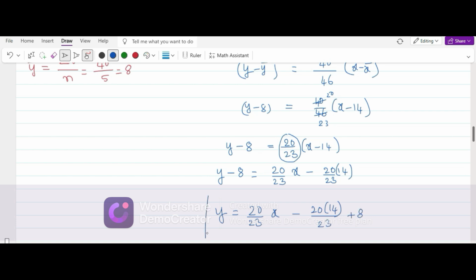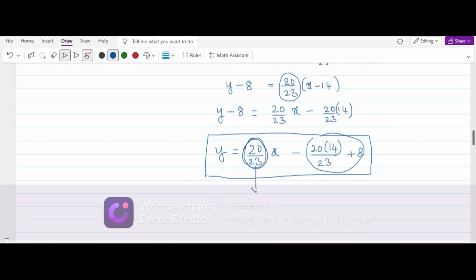What is this? This is the regression line of what? Y on x. We need not simplify this further. What we need is only the coefficient of x. This is the coefficient of the regression line of y on x. Okay, let it be c1.